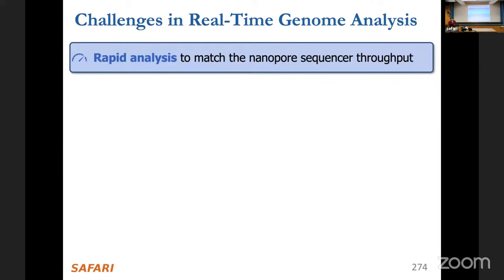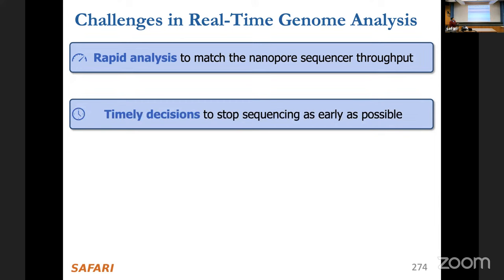One extremely important challenge is the rapid analysis that needs to measure up to the throughput of the data generation speed, right? If our analysis is slower than the data generation speed, then we're not actually making real-time decisions, right? This is not a real-time analysis.